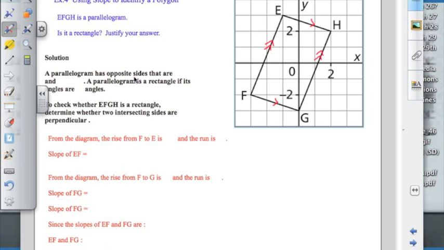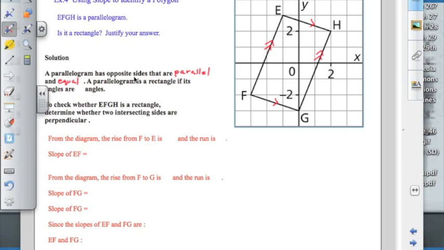And we're asked to determine whether that parallelogram is a rectangle. So what we need to know before we can do this is some of the properties of parallelograms. So a parallelogram has opposite sides that are parallel, hence the name, right? And the other thing is that opposite sides of a parallelogram are also equal.